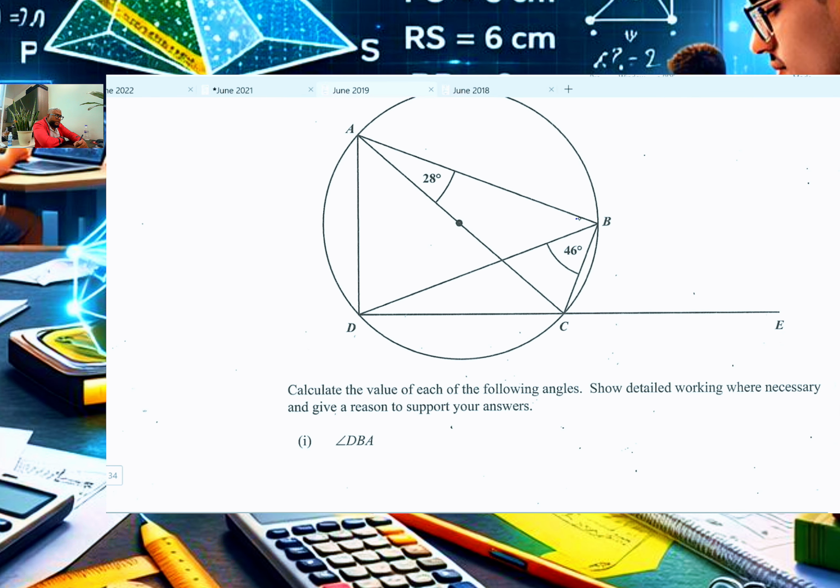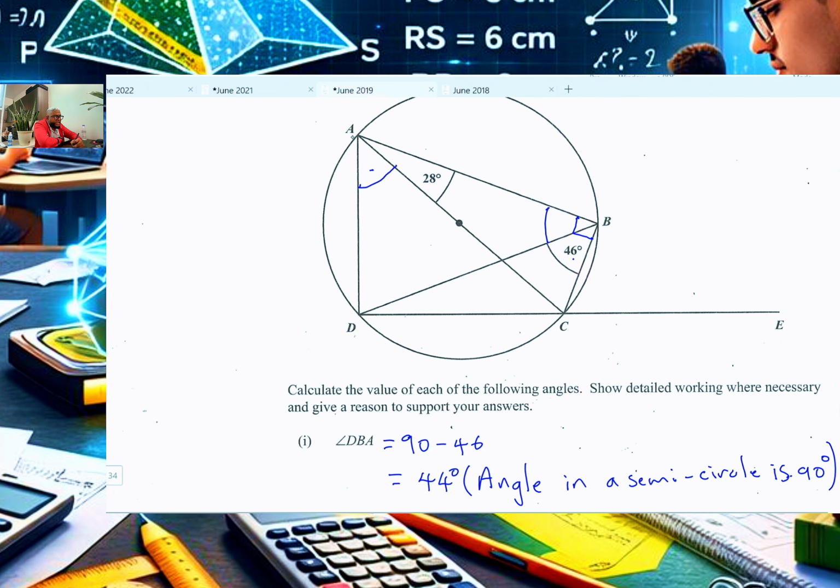Angle in a semicircle is equal to 90 degrees. If this is a 90-degree triangle here, this angle, which is 46, plus the other angle here, would add up to 90 degrees. So DBA would be equal to 90 minus 46, which gives me 44 degrees. The reason would be angle in a semicircle is 90 degrees. Everybody good there?